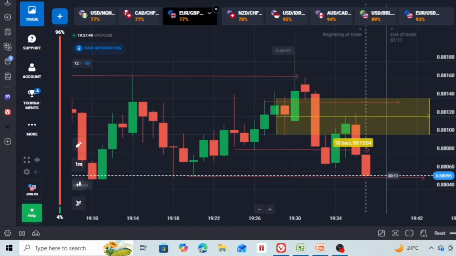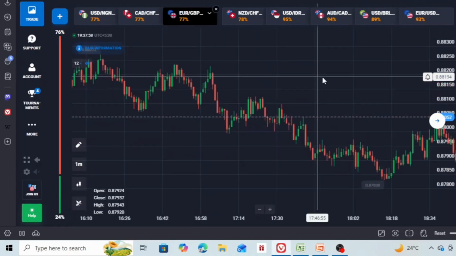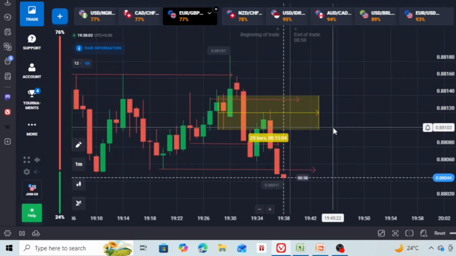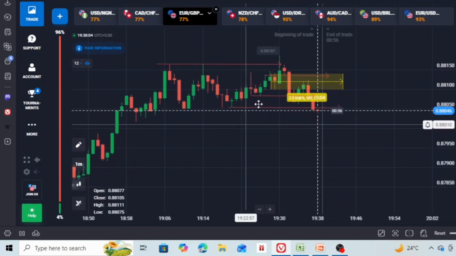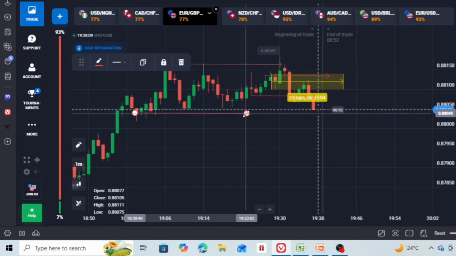So we have taken two trades so far, both winning trades. Let us just see how the market will break from this level. This area can also act as the support level here.